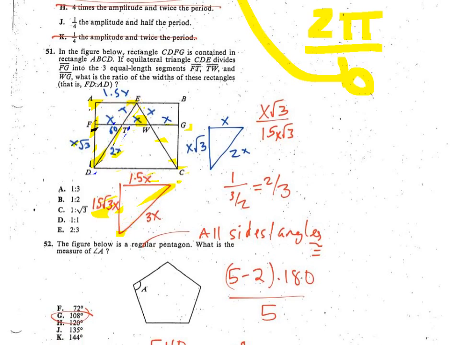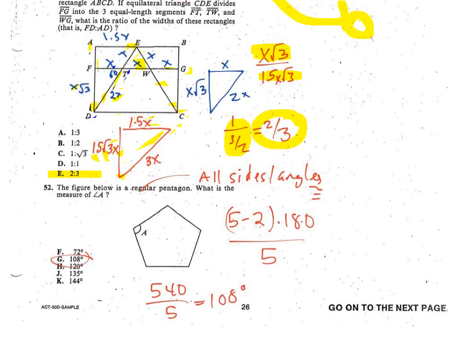So based on those measurements, I have a length of x radical 3 for FD and 1.5x radical 3 for the entire length AD. And simplifying it, I would have 1 over 3 over 2, which would then become 2/3, letter E.